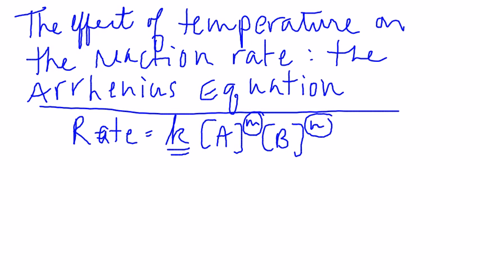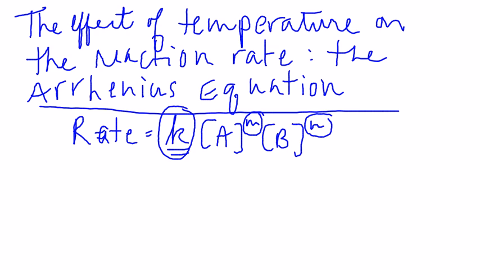However, if you change the temperature at which a reaction occurs, you affect its rate, and the way you affect its rate is because you're actually changing k. So k is only good for one particular temperature for each reaction. So you might wonder, how do reactions change when you increase the temperature?